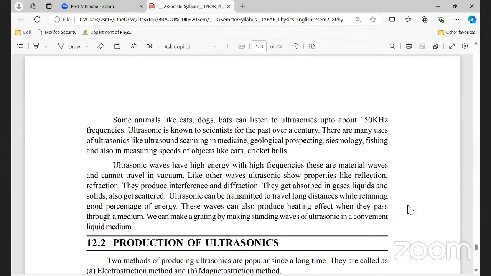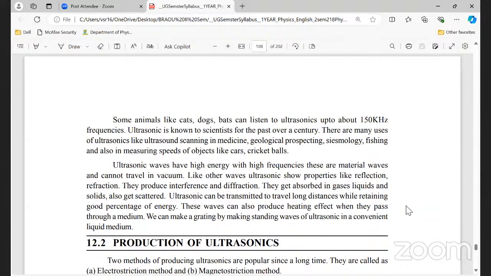Next, the human ear's audible range is 20 hertz to 20 kilohertz. But who can hear the ultrasonic sounds? Cats, dogs, and bats can listen to ultrasonics up to 150 kilohertz. Above 20 kilohertz you cannot hear these sounds, but cats, dogs, bats and the like can hear from 20 kilohertz up to 150 kilohertz.